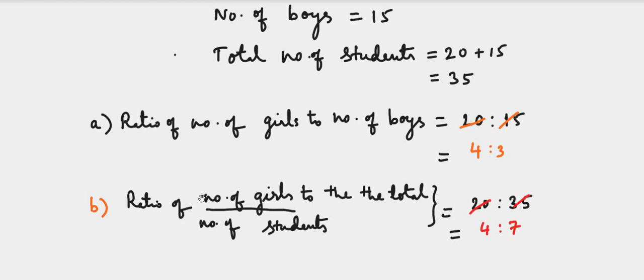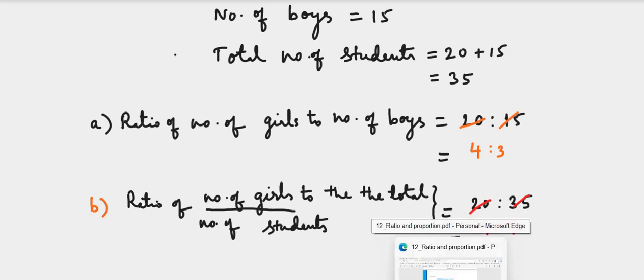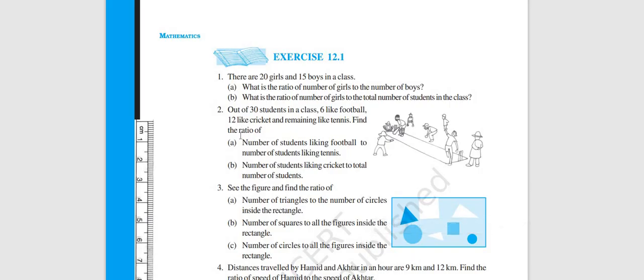B is the ratio of number of girls to the total number of students. That is equal to 20 is to 35. Again, if you write in the simplest form, 5 table is possible. 4 5s are 20, 7 5s are 35. 4 is to 7.